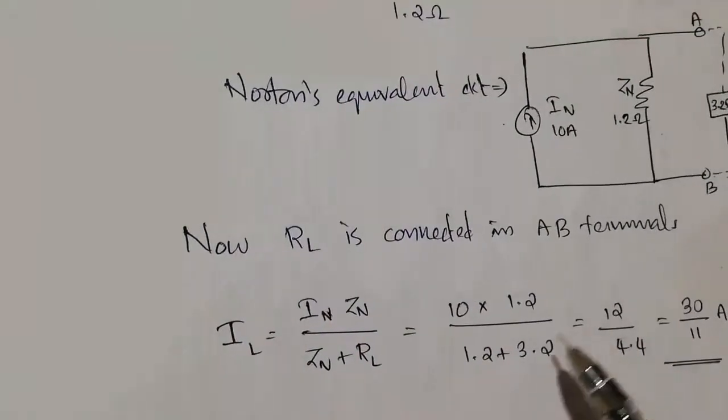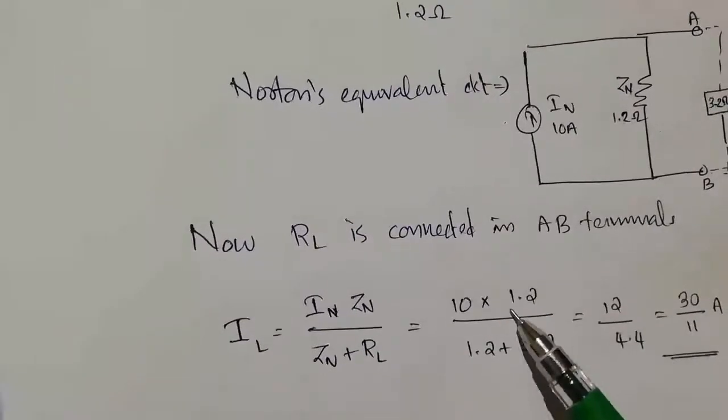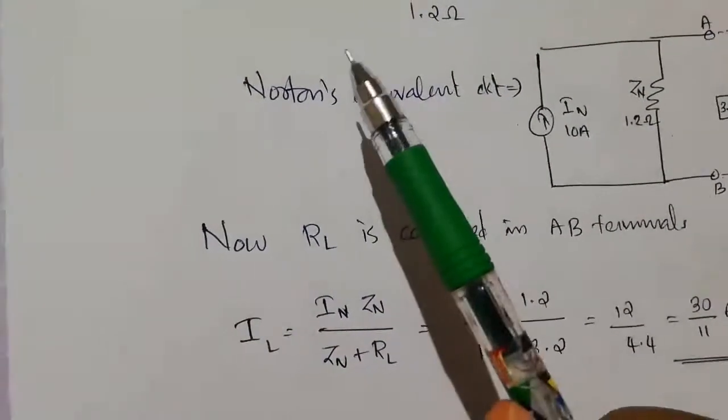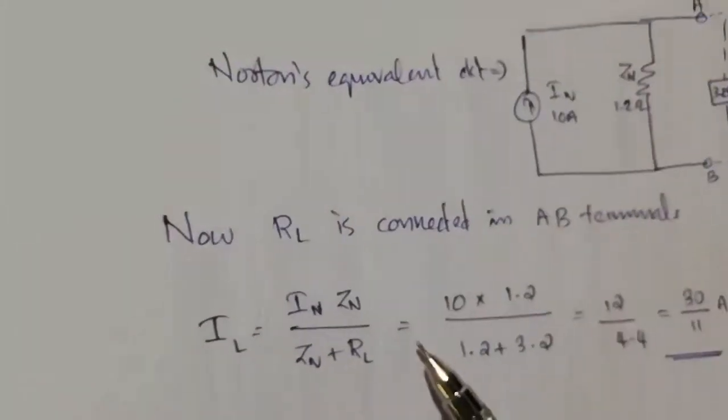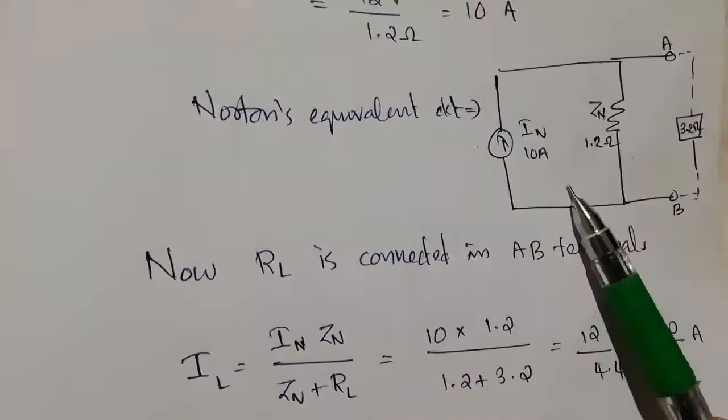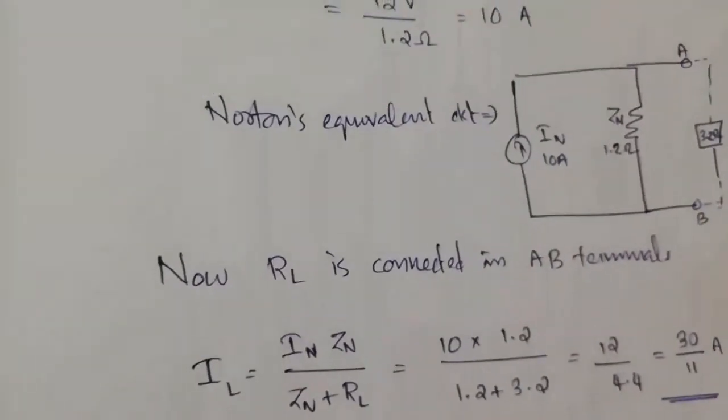So remember, we have got the load current across the RL as 30 by 11 when we solve using Norton's method and Thevenin's method. And we have to study how to draw the Thevenin's and Norton's equivalent circuit also.